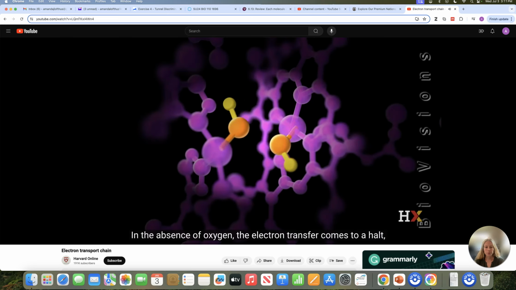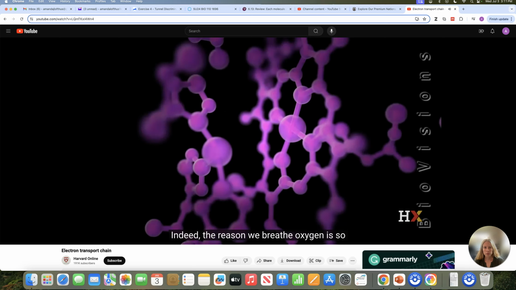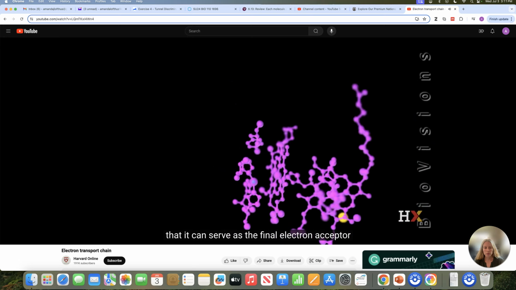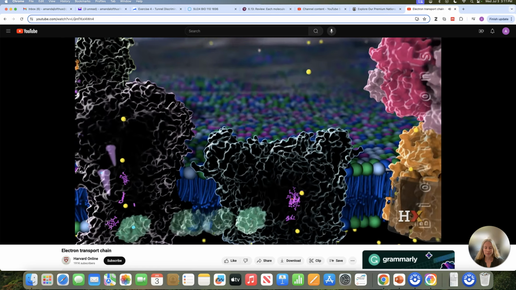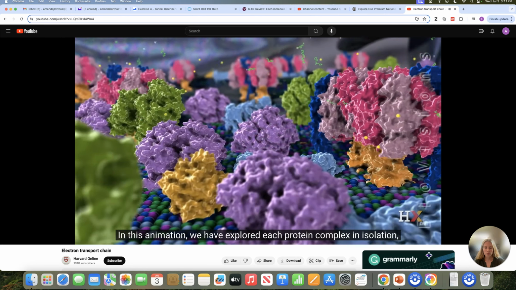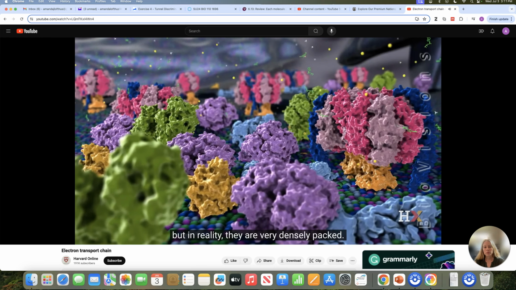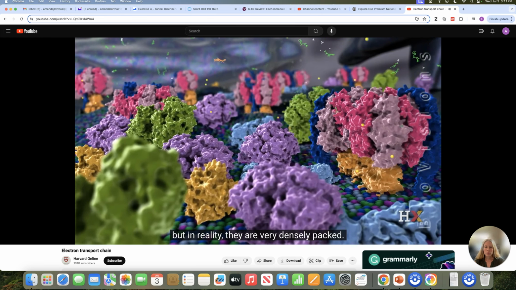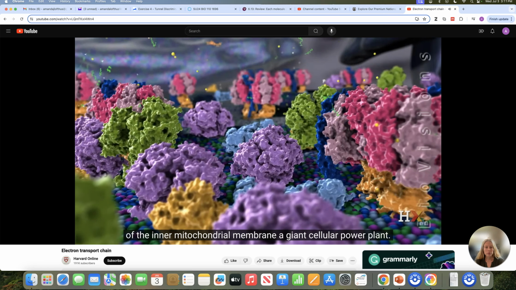In the absence of oxygen, the electron transfer comes to a halt, meaning that ATP synthesis also stops. Indeed, the reason we breathe oxygen is so that it can serve as the final electron acceptor at the end of the electron transport chain. In this animation, we have explored each protein complex in isolation, but in reality they are very densely packed. Together, they effectively make the entire surface of the inner mitochondrial membrane a giant cellular power plant.